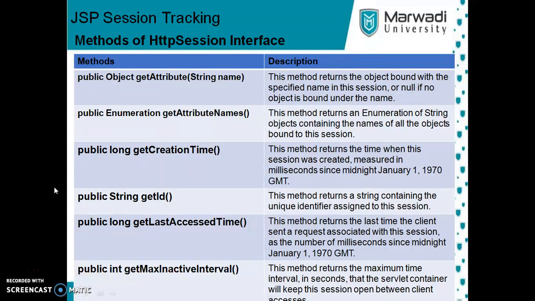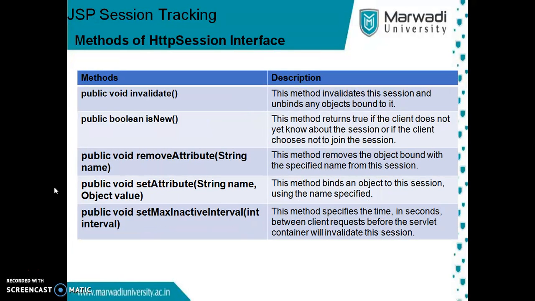getMaxInactiveInterval. This will give you the maximum time interval in seconds after which the session will expire. void invalidate. This method is used to invalidate the session, meaning it will just close the session. boolean isNew. This method will check whether the session is newly created or not. If yes, then it will return true, otherwise false.